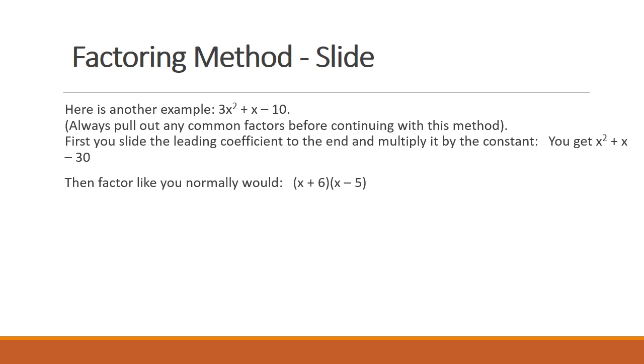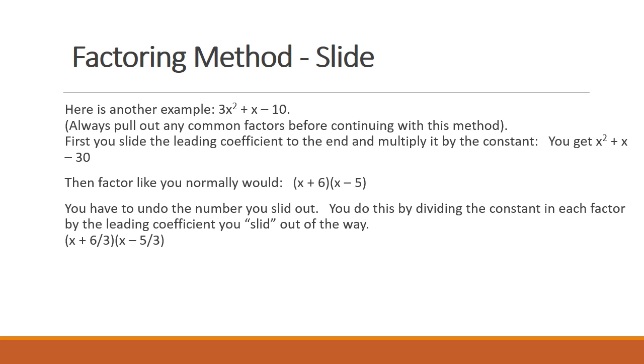Then we're going to factor x squared plus x minus 30. Two numbers that give me negative 30 when I multiply them are 6 times negative 5. And when I add 6 plus negative 5, I get 1. So I'm getting the numbers I want. Now we bring the 3 that we threw out back in. We'll put it under the 6 and under the 5.